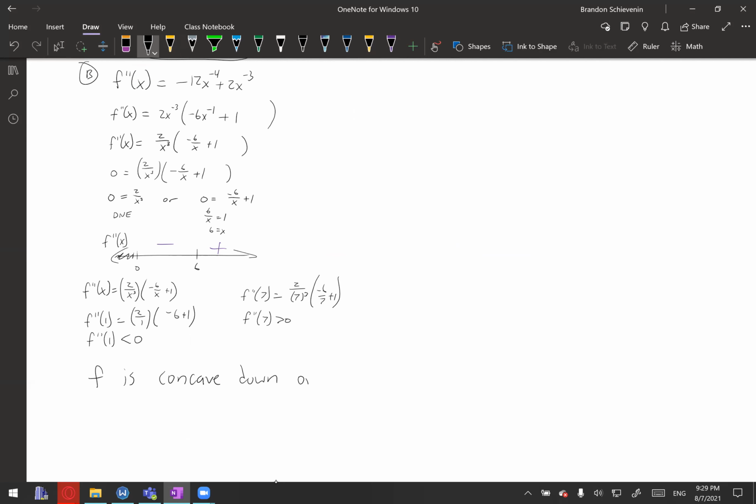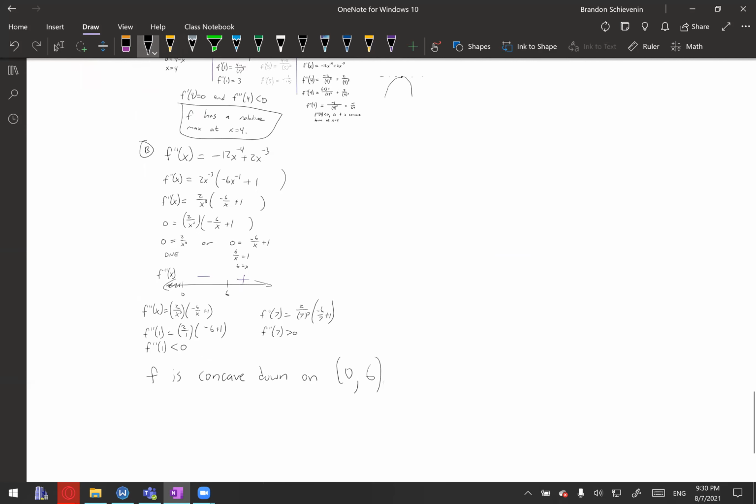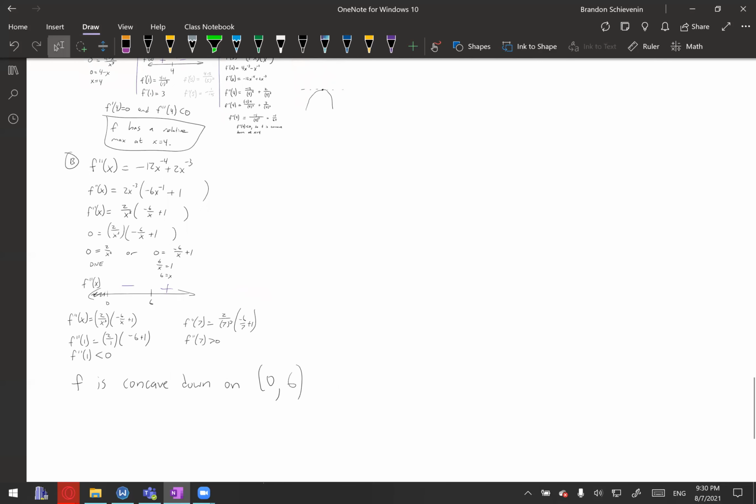I'll do interval notation. 0 is not included because that's the start of our interval. They gave us x has to be greater than 0. 6 is also not included because at 6 exactly, we're not concave down or concave up. We're neither. Any questions on B? Finding the interval where f is concave down. No. All right, last part.